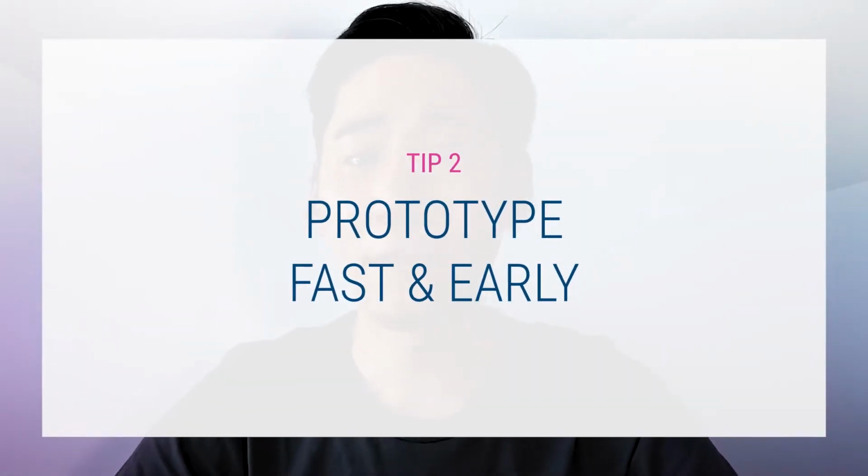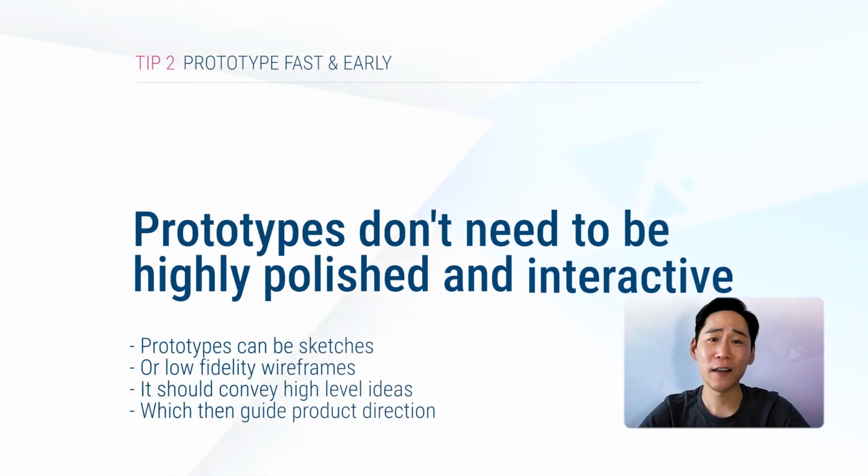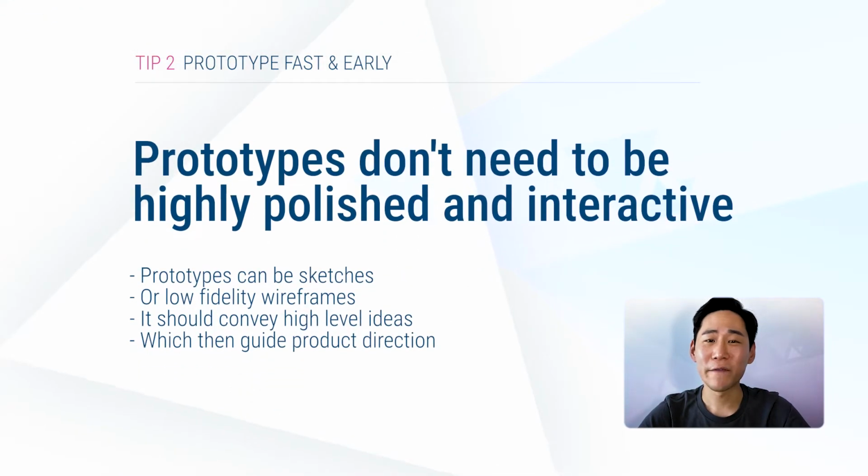And here's tip number 2. Prototype fast and early. Quick learning is a crucial part of scrappy research. Getting a prototype in front of users early on really helps get the valuable feedback to ensure you're building the right product. And here's the thing, a prototype doesn't have to be a highly polished interactive version. In fact, it can be rough sketches or low-fidelity wireframes. The point is to convey high-level ideas to users so that you get initial feedback to inform your project direction.